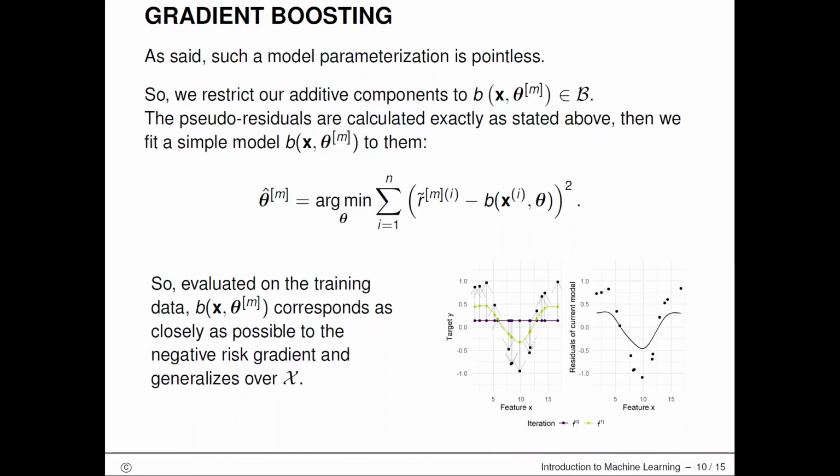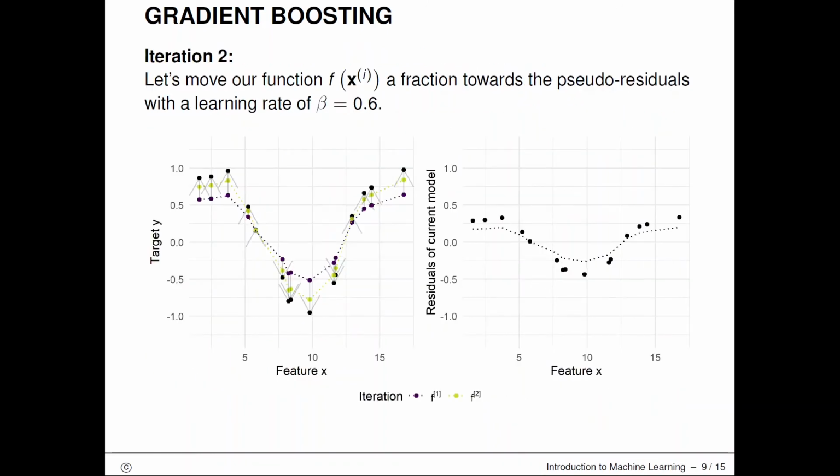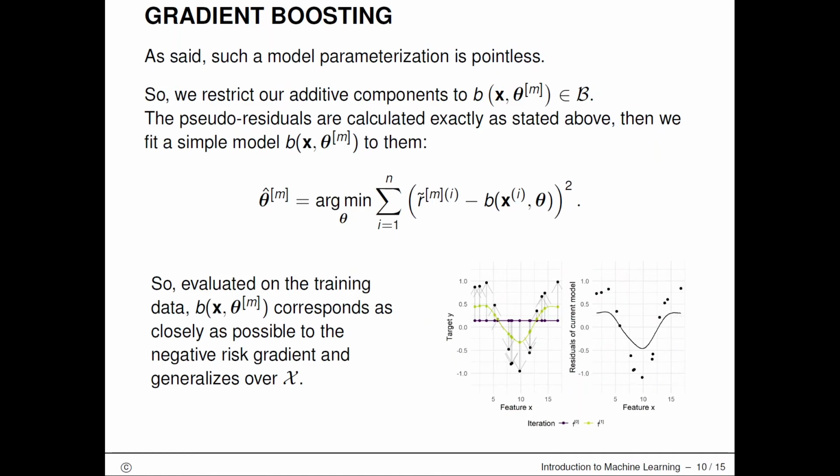The only component that's missing now is that, of course, we are not going to parameterize our model through an n-dimensional vector of outputs. What we will do instead is take a class of base learners, some simple functions. In each iteration, we will compute this pseudo-residual vector, but we will not add it to some model outputs, because we're not parameterizing our model like that.